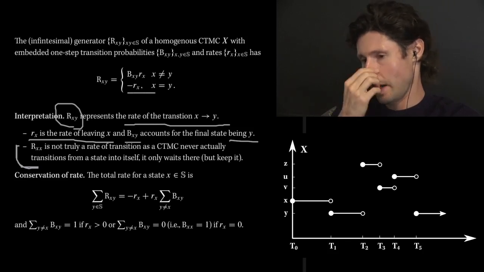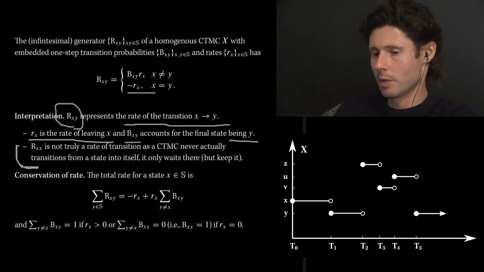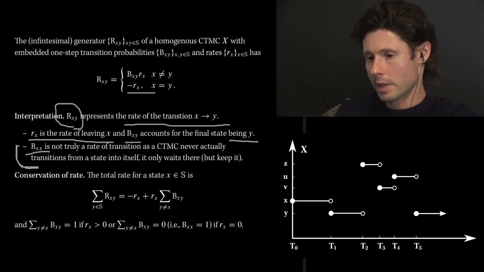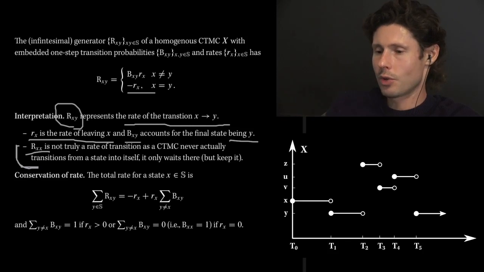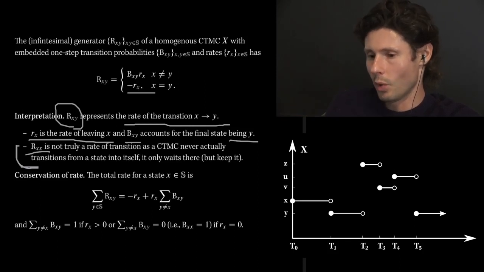So this interpretation breaks down a little bit at the R_xx entry, but in a way R_xx should not have an interpretation of a transition. You're not really transitioning from x to x. You're always waiting in a particular state.